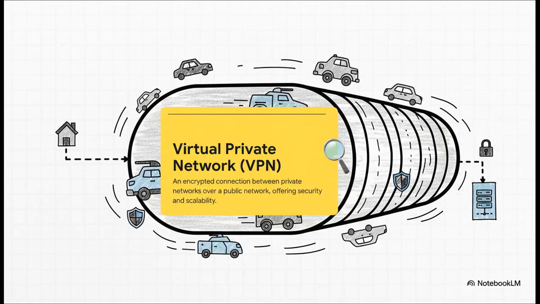So how do you get the security of that private road while using the public highway? Well, that's where the VPN comes in. A VPN creates a secure, encrypted tunnel for your data right through the public internet. It's basically like putting your information inside an armored car that travels on the public highway system. It's a really clever solution that gives companies the security they need with the scale of the internet, all for a fraction of what those private lines used to cost.